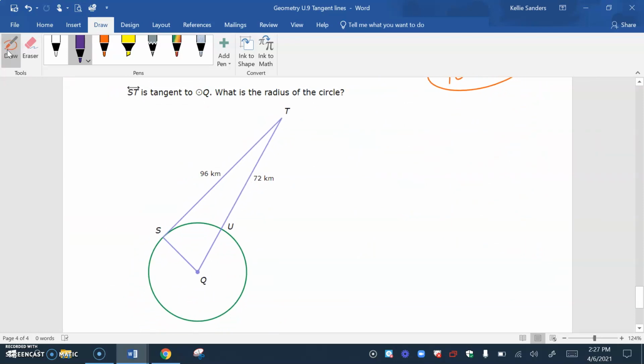ST is tangent, so that makes a right angle. What is the radius? And the radius is right here. So we have the right triangle, and I need to know what are the legs. So a squared plus b squared equals c squared. I don't know a. I do know b.